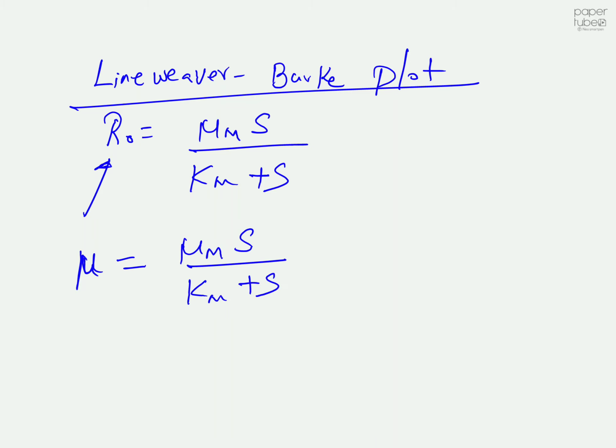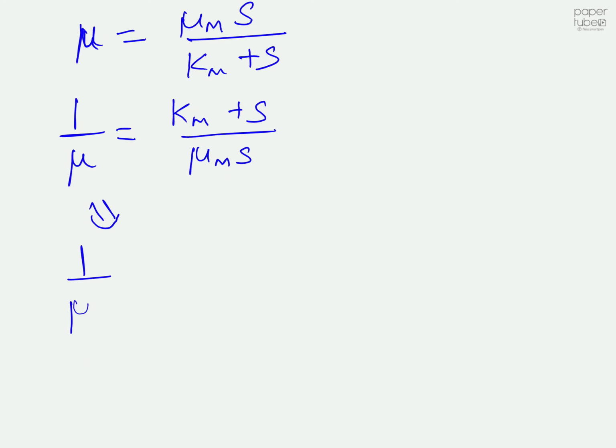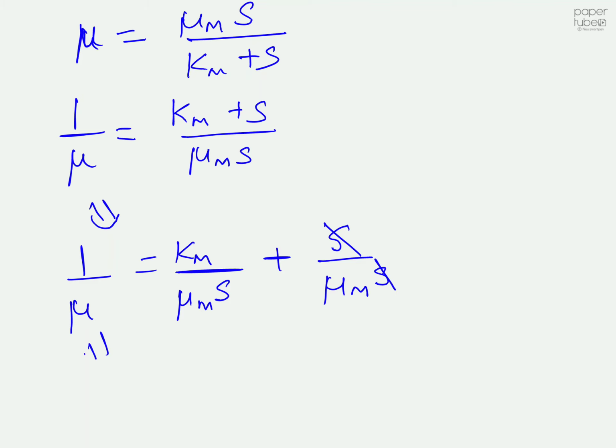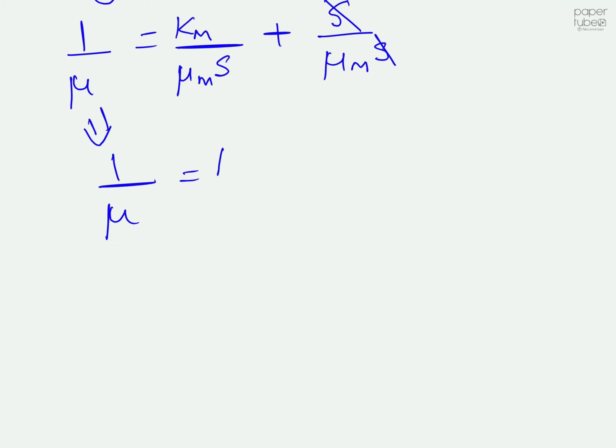So just to take the inverse of this expression, so 1 by mu, that's equal to Km plus S divided by mu m S. So we can expand this expression, 1 by mu, that's equal to Km divided by mu m S plus S divided by mu m S. So S get cancelled, so you will get 1 by mu, that's equal to Km divided by mu m multiplied by S plus 1 by mu m. Yeah?